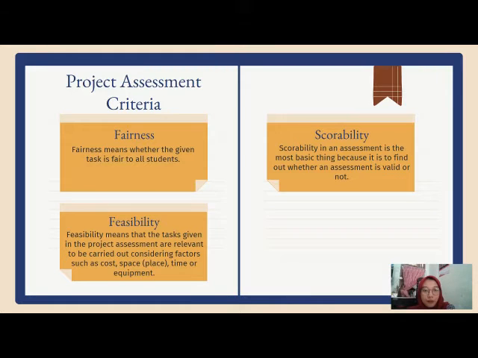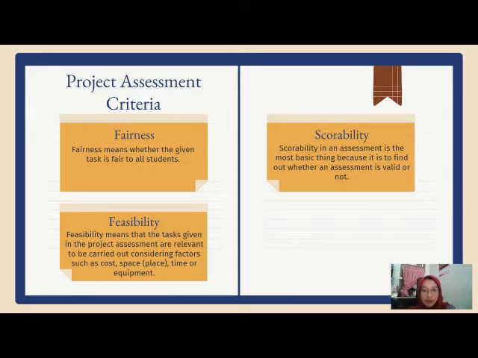Next is the feasibility. Feasibility means that the tasks given in the project assessment are relevant to be carried out considering factors such as cost, space, place, time, or equipment. And the last is scorability.